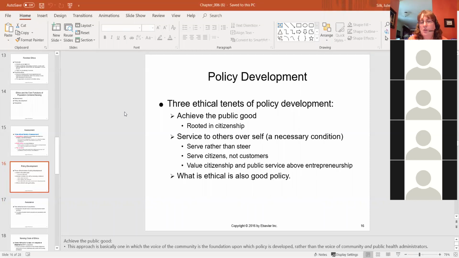So you serve rather than steer. You serve the citizens, not customers. Value citizenship and public service above entrepreneurship. And then what is ethical is also good policy. So we want to achieve the public good here. So this approach is basically one in which the voice of the community is the foundation upon which policy is developed, rather than the voice of the community and public health administrators. So you want to know what the community needs are and how you can make that better as someone who works in public health.